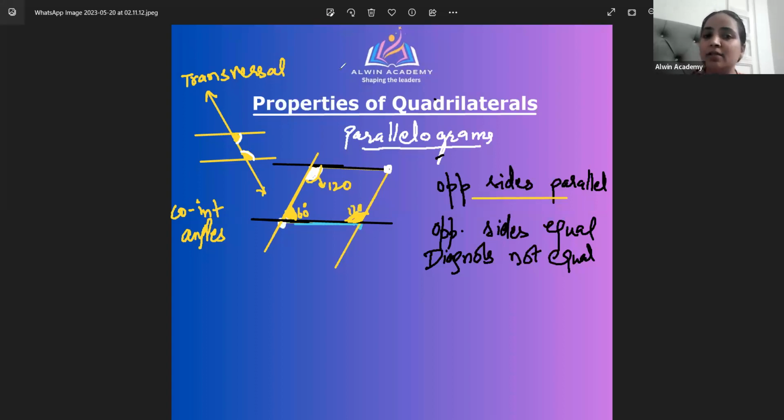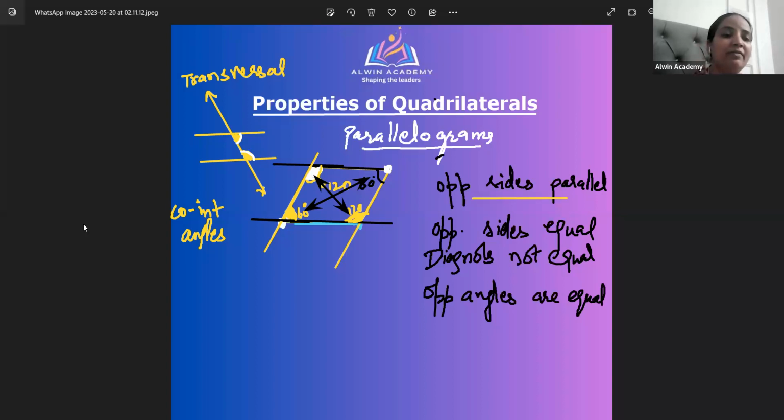Can you see here, bache log? The opposite angles have come out equal. Right or not, Pitaji? And the same way when you think for this one, this again goes 60. So this also has become equal. So in a parallelogram, opposite angles are always equal. Right, Pitaji, or not? Is this clear with everyone or not?